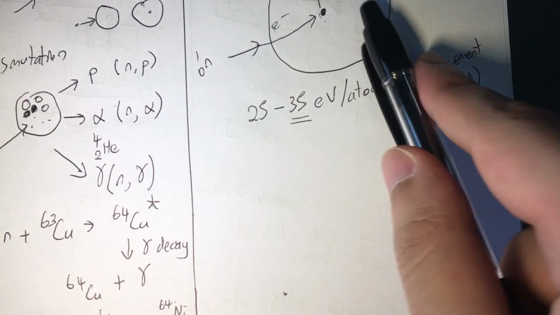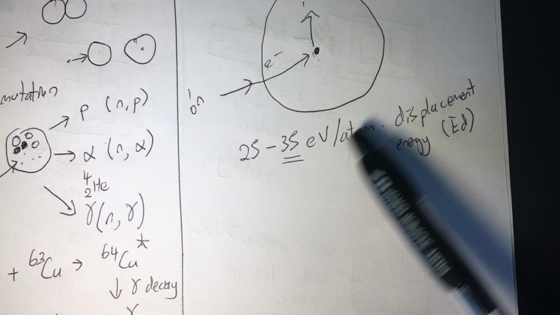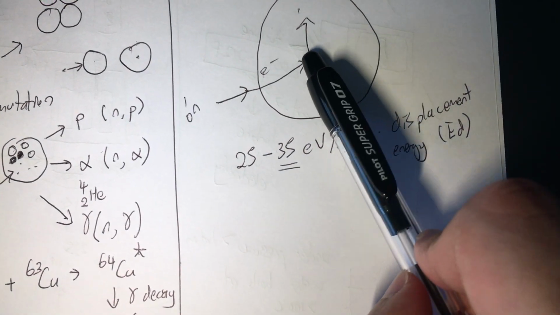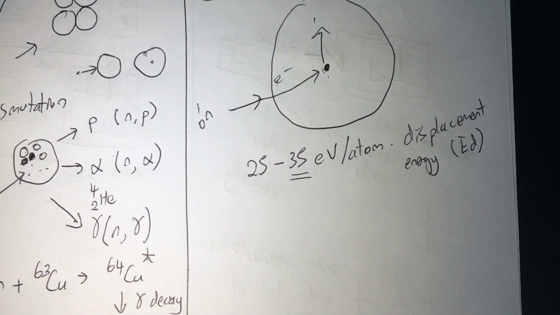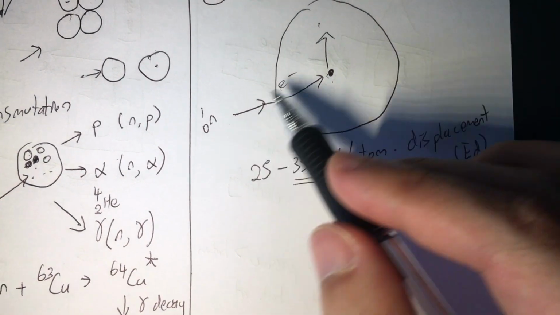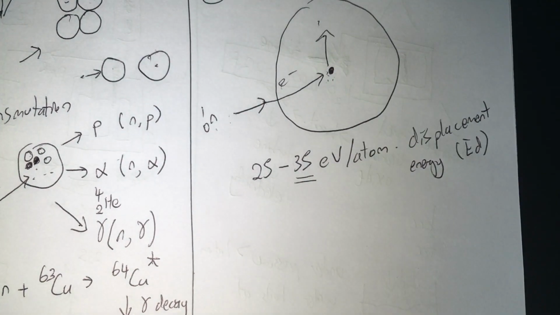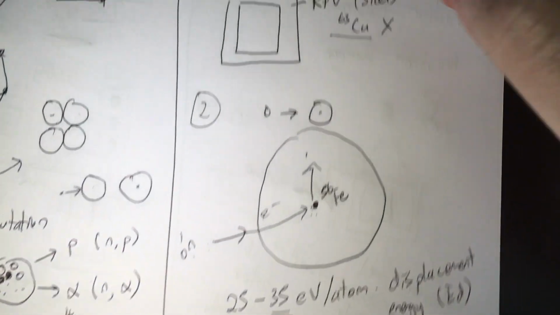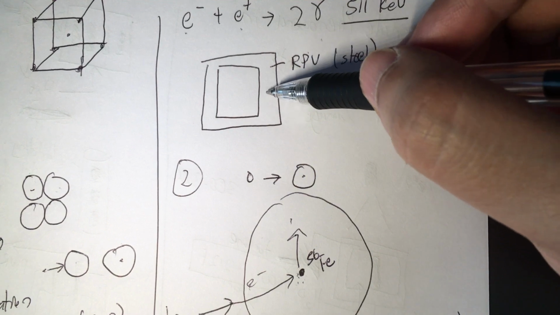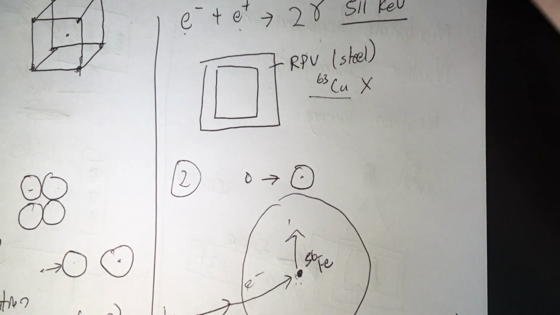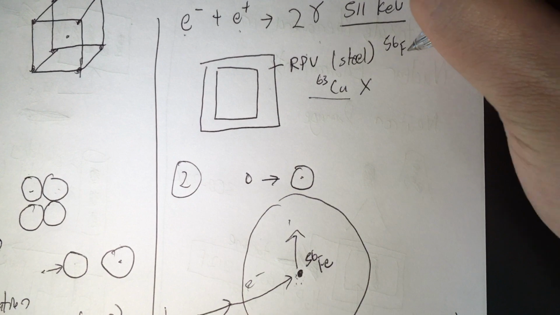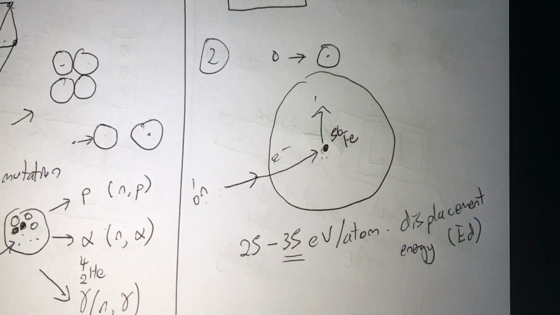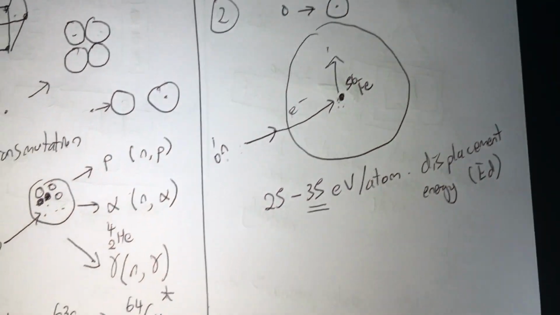Alright, so if the neutron transfers enough kinetic energy, which is more than this, the atom will be dislodged or displaced. So for us to know how much energy is being transferred from the neutron to the nucleus, and this is usually an iron nucleus, iron 56, because that's what most of the steel is actually made of. It's an iron alloy. Okay, so when a neutron hits the iron, what happens?